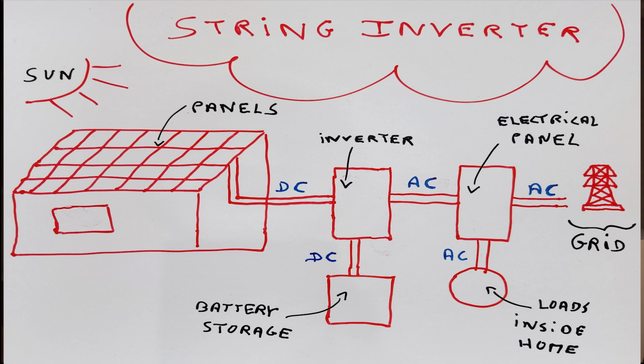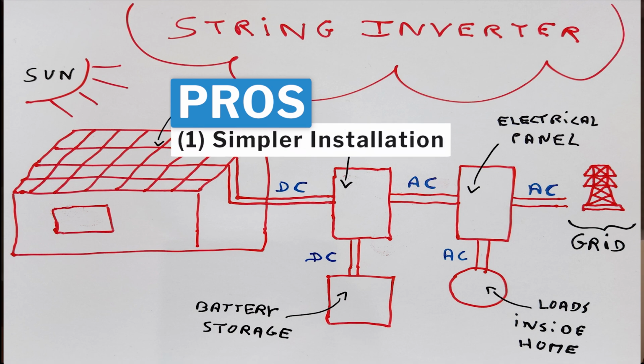A string inverter configuration has a number of advantages. The first advantage is it is, generally speaking, a much simpler installation because the solar panels are simply daisy-chained to form strings.